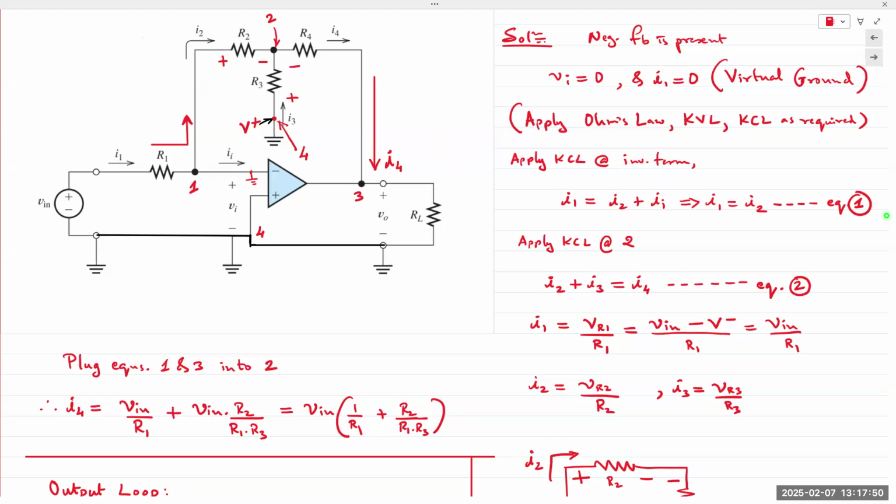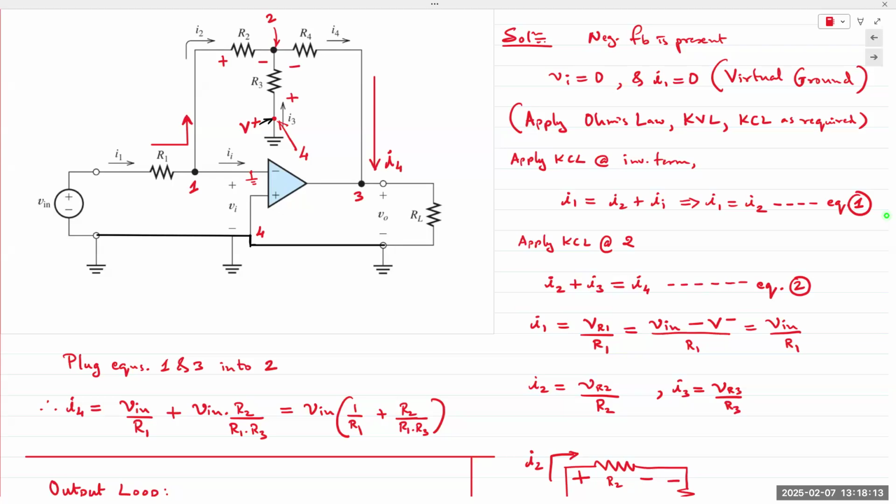All right, so now let's take a look at I1. I1 can be described from Ohm's law as the voltage across R1 divided by R1. So I can write VR1 over R1, right? From Ohm's law, I1 is VR1 over R1.